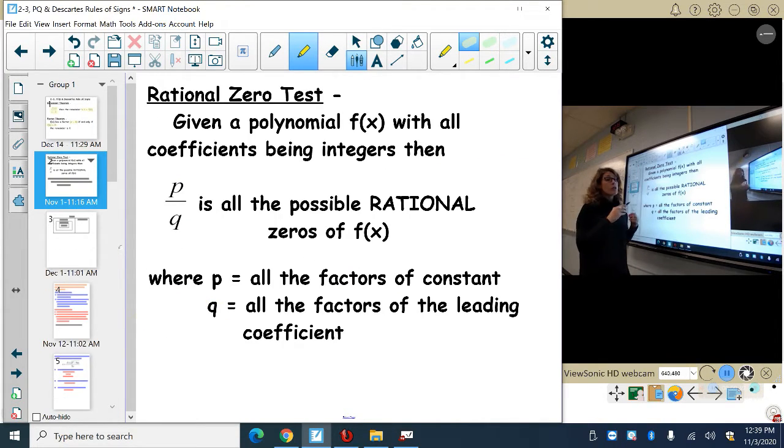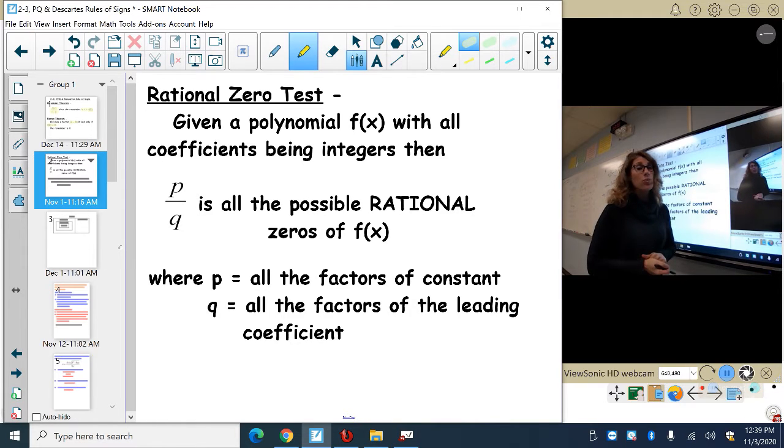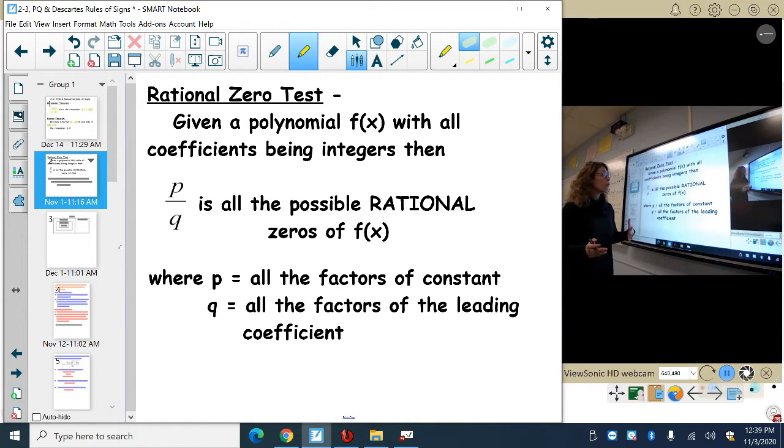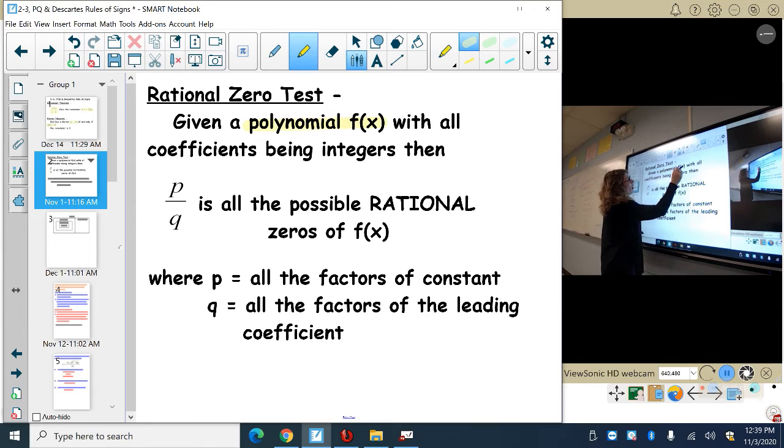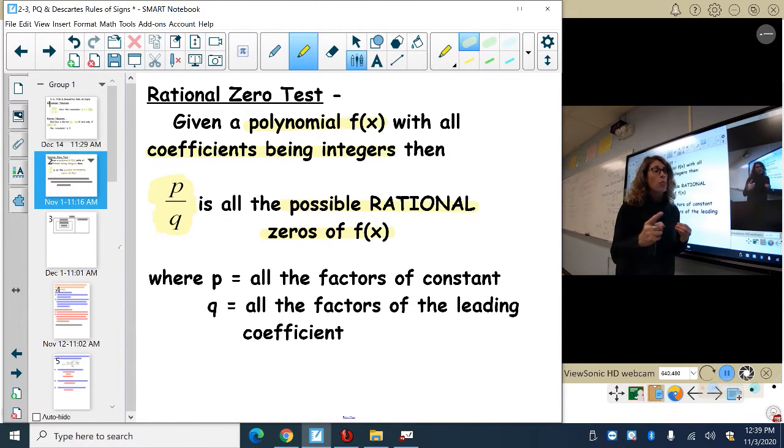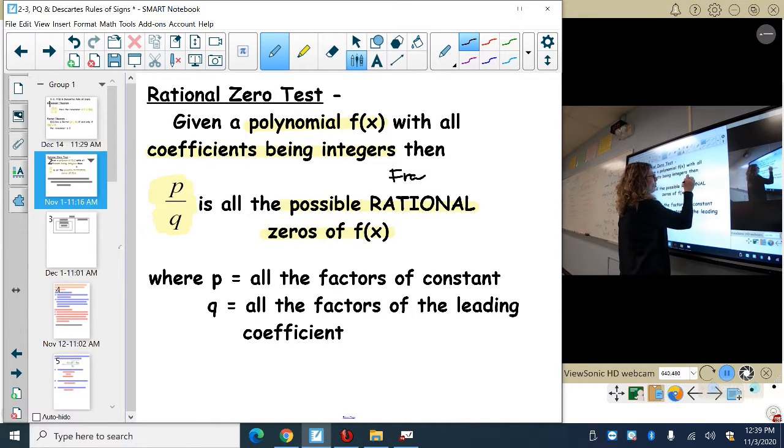Now, what we don't know is going to be called the rational zeros test, which is P over Q values. Given a polynomial f of x, with all coefficients being integers, meaning the numbers in front of the variables, P divided by Q is all the possible rational zeros. Now, first of all, I need your brain to think of rational. What does rational mean? Rational means fractional or whole number.